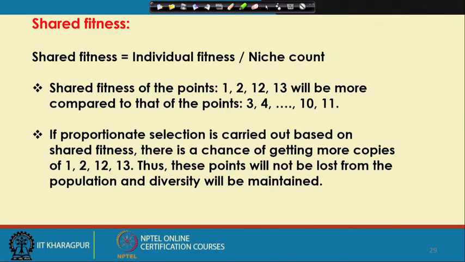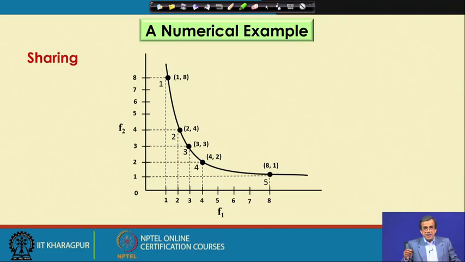Now, whatever I discussed, the same thing I have written here. If proportionate selection is carried out based on the shared fitness, there is a chance of getting more copies of 1, 2, 12 and 13. These points will not be lost from the Pareto front and diversity will be maintained. This is the way we ensure the population diversity. Now, we have seen that we are able to maintain the selection pressure as well as the population diversity. The method I have already discussed.